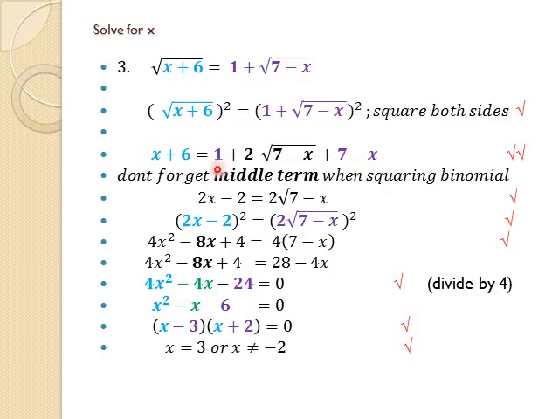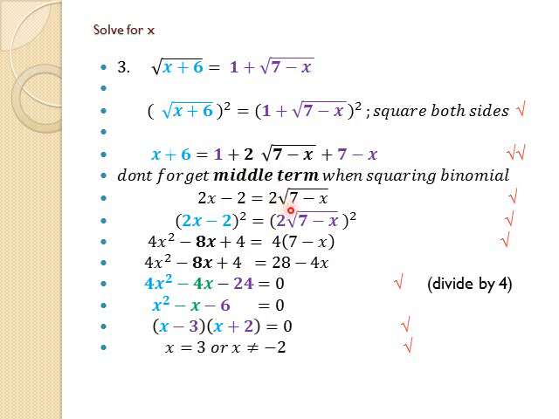So 1 times 1 is 1. 1 times square root of 7 minus x, times 2, gives me 2 square root of 7 minus x for my middle term. Square root and square cancel, so I'm left with 7 minus x. So don't forget the middle term. If I take my x's, minus x becomes plus x, x plus x, 2x. 1 plus 7 would give me 8. 8 becomes negative. 6 minus 8 gives me negative 2.